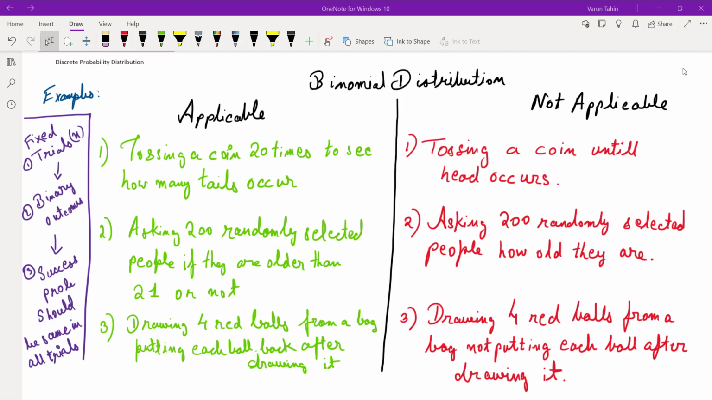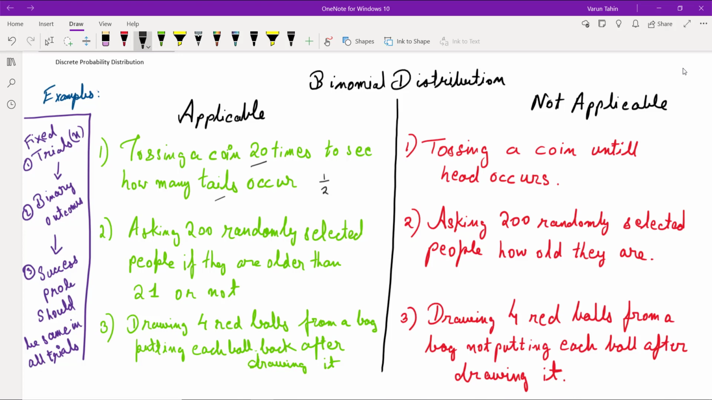So the first example where it is applicable is tossing a coin 20 times to see how many tails occur. So here you can observe that there are only a fixed number of trials, that is 20, and tossing a coin means there is either success or failure chances for tails to occur, and the success probability should be the same in all the trials. So exactly it is half for heads as well as tails.